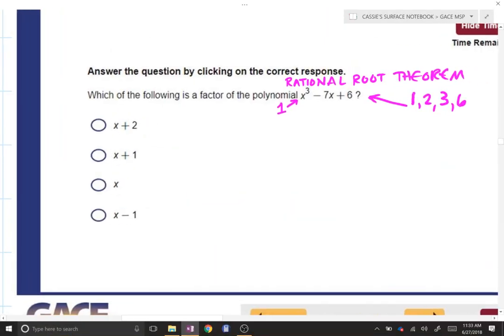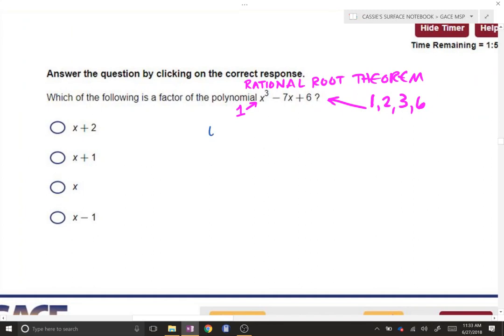So that means that 6 over 1 is a possible rational root, 3 over 1, 2 over 1, 1 over 1. So you know that 6, 3, 2, and 1 are all possible rational roots. You don't know the sign of those. So -6 could be a root, -3, -2, -1. The way I usually write it is plus or minus 6, plus or minus 3, plus or minus 2, plus or minus 1.